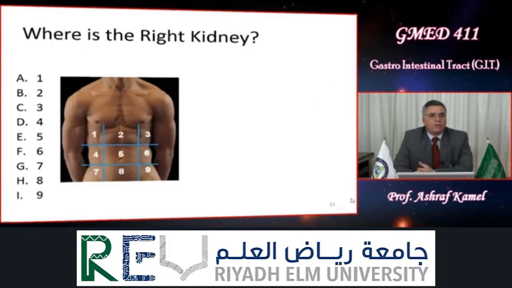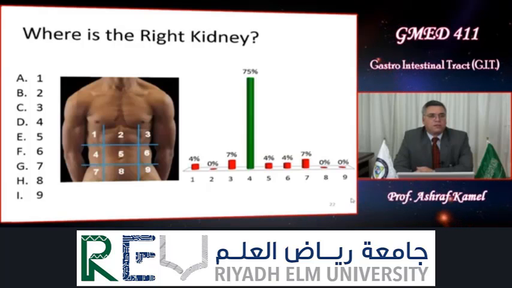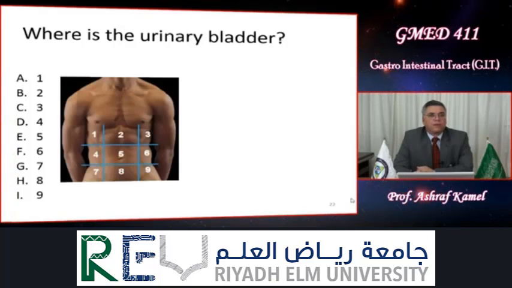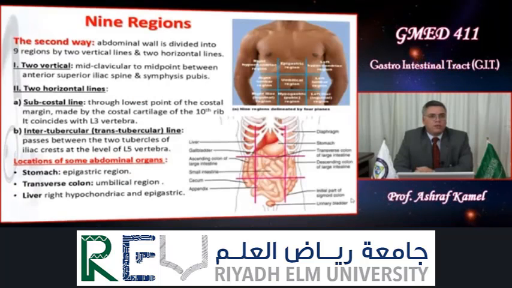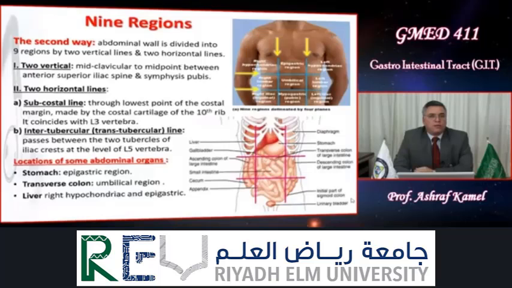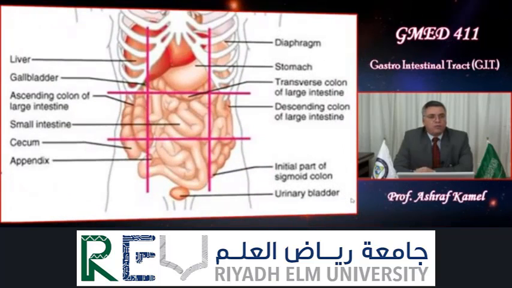Number 9. Where's the right kidney? The answer is in the right lumbar region, number 4. Where's the urinary bladder? The answer is in the pubic or hypogastric region. This is number 8. So by dividing the abdomen into the 9 regions by the two vertical lines and two horizontal lines, and by knowing the anatomy of the abdominal organs, this can facilitate the location or reaching a diagnosis about the cause of the patient's complaint.